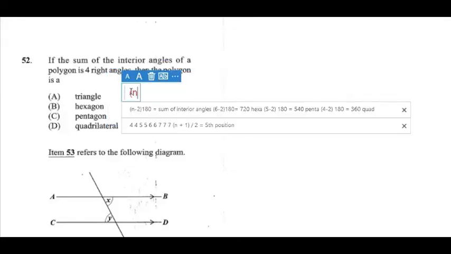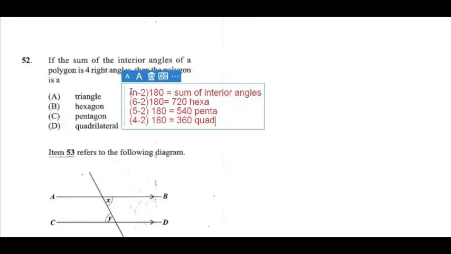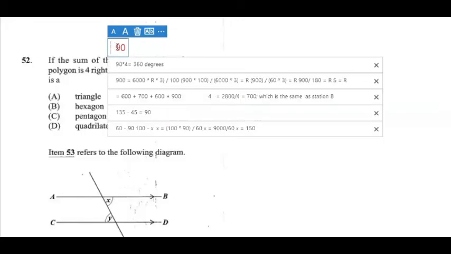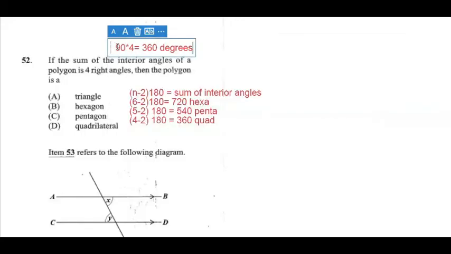So 52, if the sum of the interior angles of a polygon is 4 right angles, then the polygon is... There are different ways to work this question, but I am going to look at a simple formula of n minus 2 multiplied by 180, which is the sum of interior angles, where n is representing the number of sides. And what the question is saying, there are 4 right angles, so it is 90 multiplied by 4 to give us 360 degrees, as remember, our right angle measures 90 degrees.